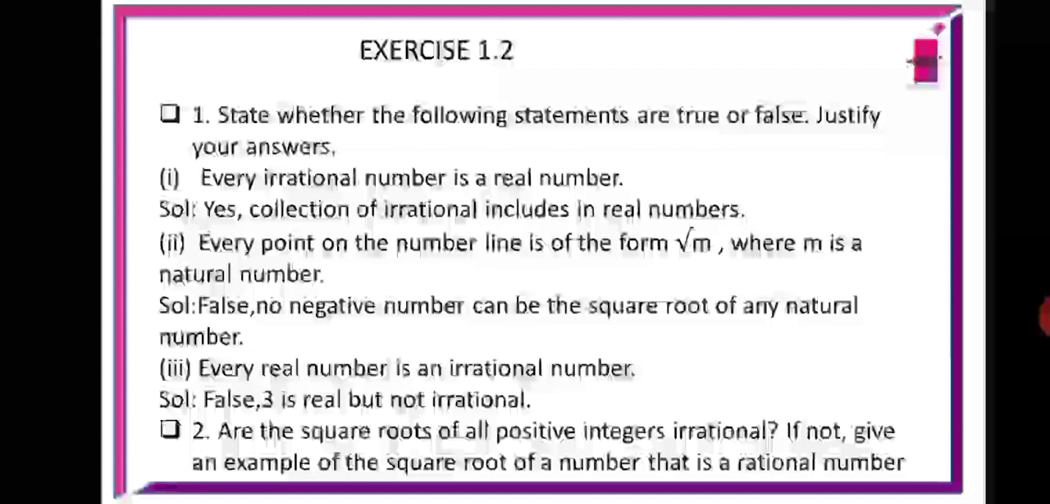Every real number is an irrational number. It is also false. The real numbers are the collection of rational and irrational numbers. 3 is a real number but not irrational. You can take that example.